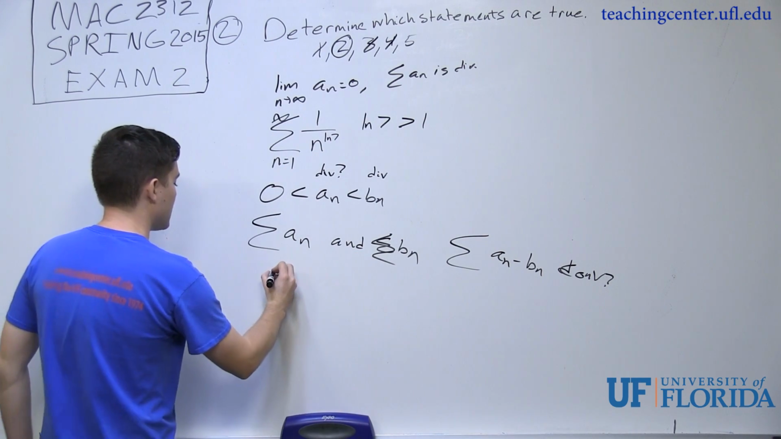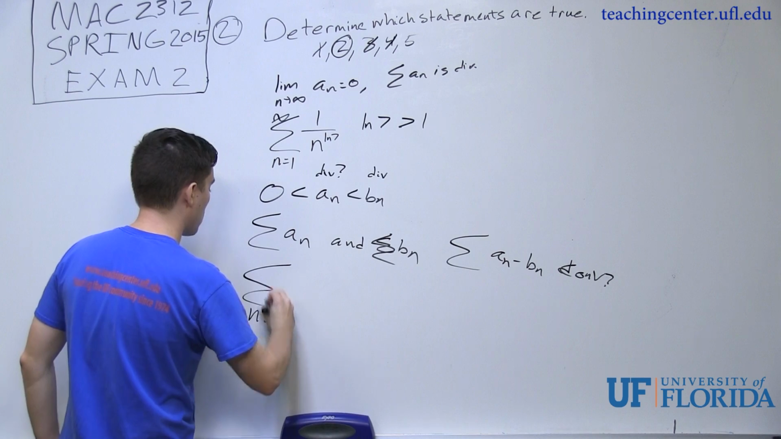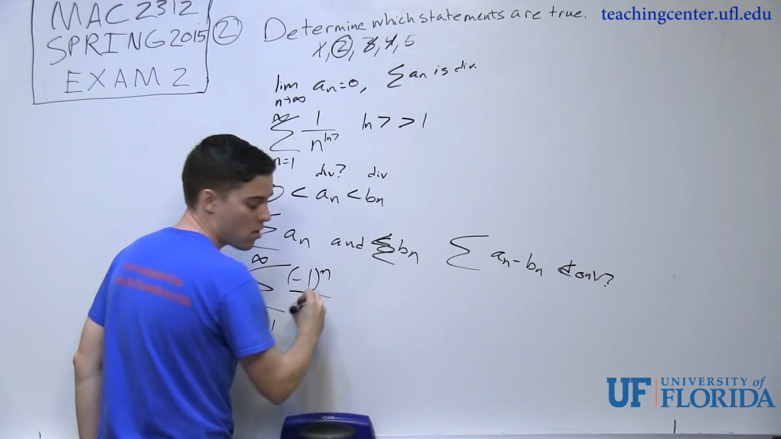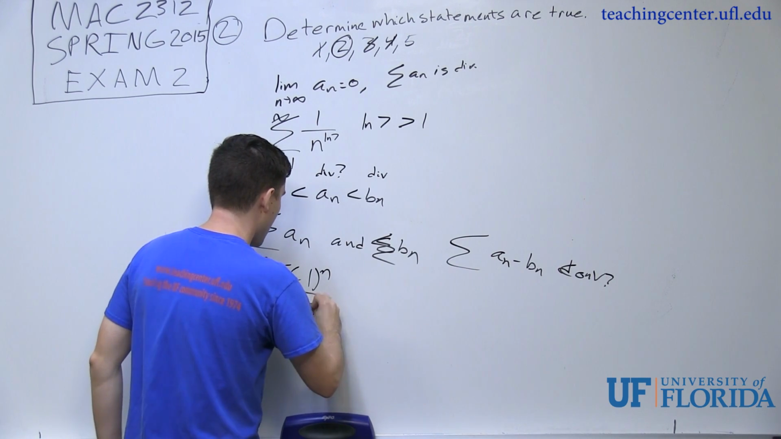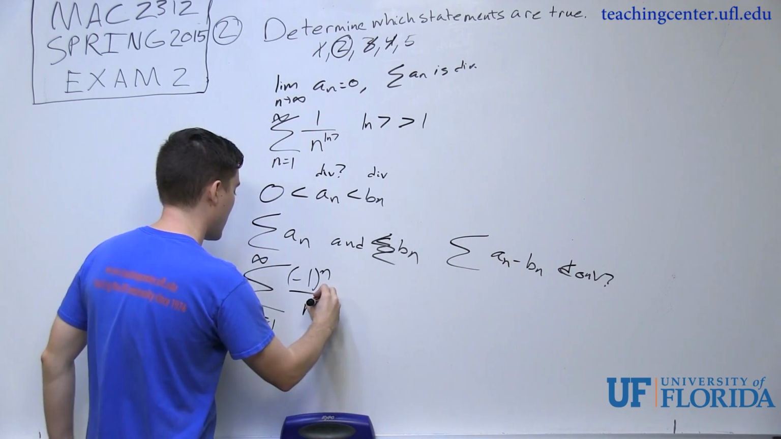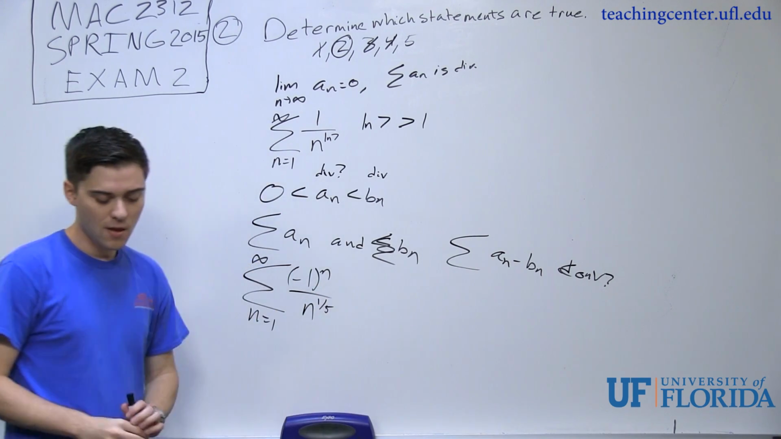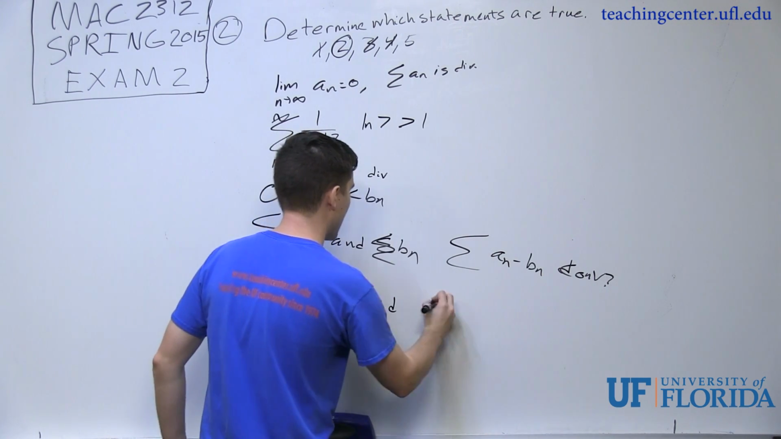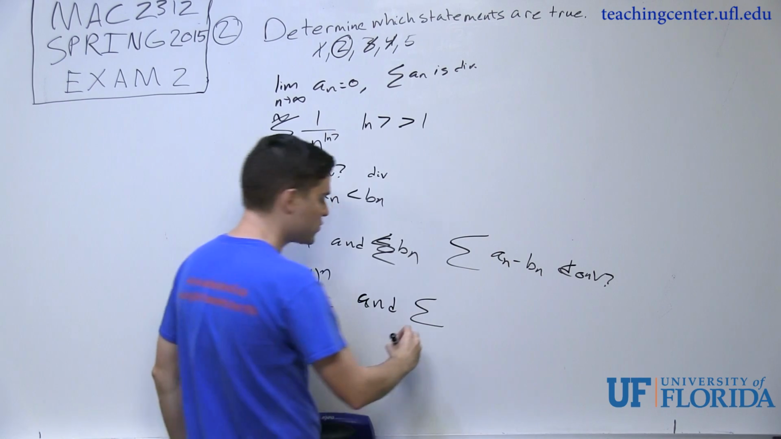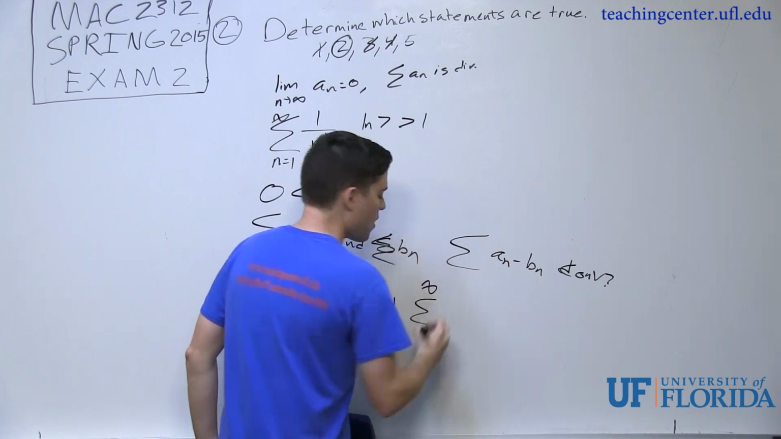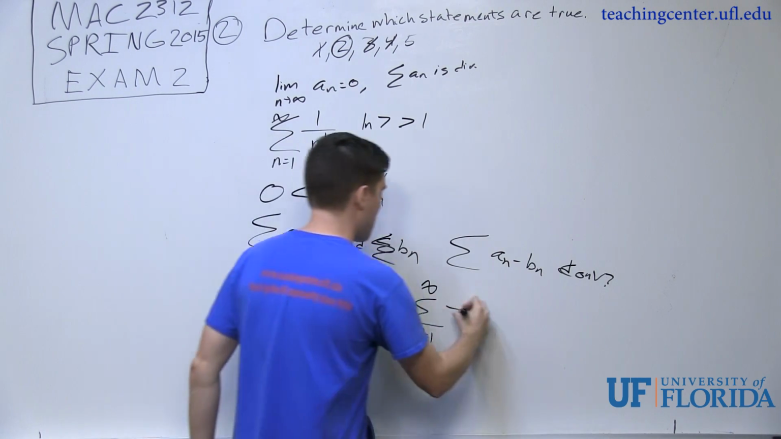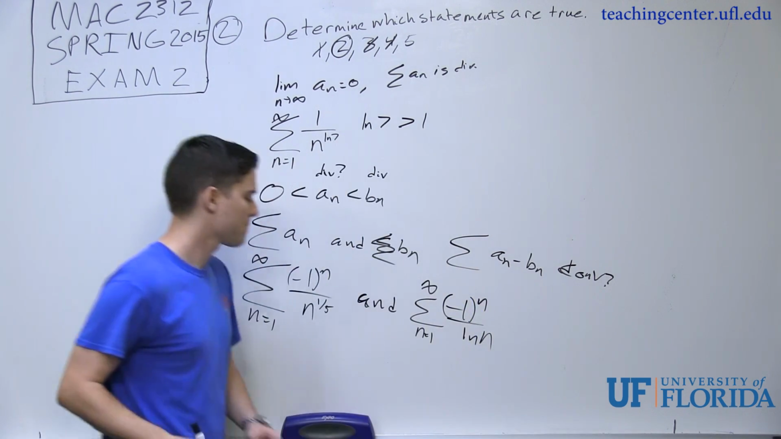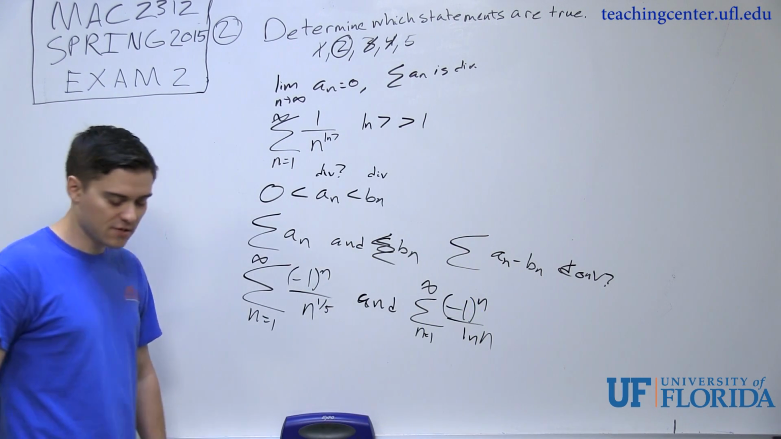The last statement says that if I have the summation of n equals 1 to infinity of negative 1 to the n over the 5th root of n, so n to the 1 over 5, and I also have the summation of n equals 1 to infinity of negative 1 to the n over natural log of n, are those two series convergent?